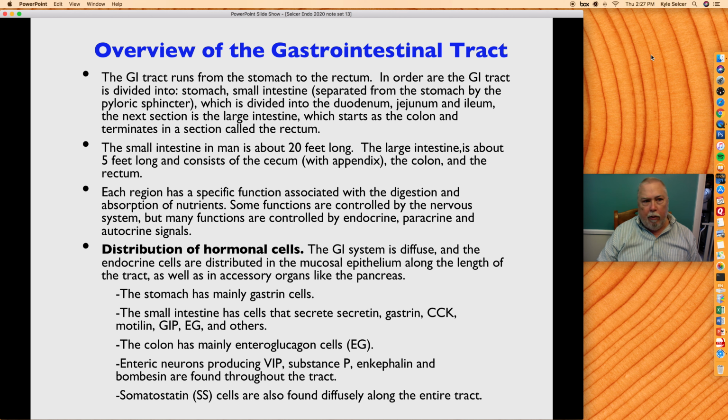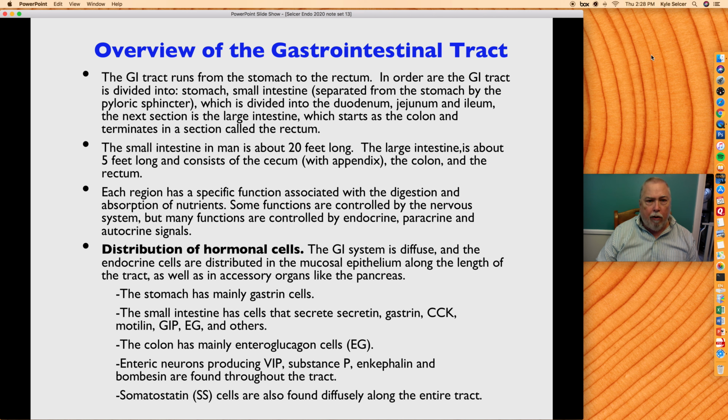Before we can get on to regulation, we have to look at the overview of the gastrointestinal tract. The GI tract runs from the stomach to the rectum. Obviously, before that, you have the mouth and the esophagus. We're not including that in the GI tract, but it is included in what we call the gut or digestive system. The GI tract is divided into the stomach, where we're going to start, and the small intestine, which is separated from the stomach by a sphincter, the pyloric sphincter, which can open and close to let things into the next level. The first part of the small intestine is the duodenum, then the jejunum and the ileum, and then you get to the large intestine, which starts as the colon and terminates in a section called the rectum.